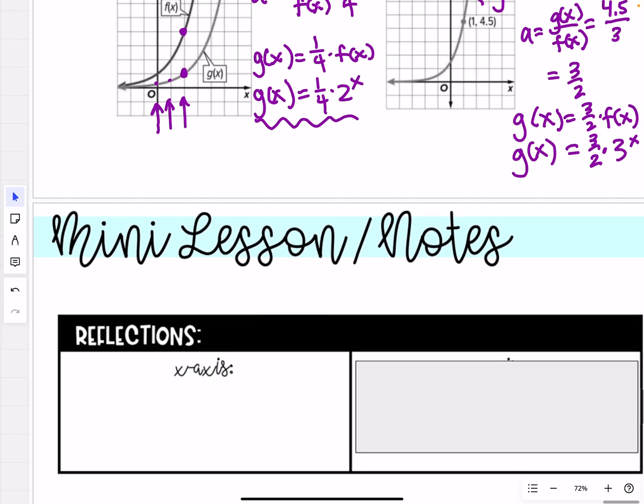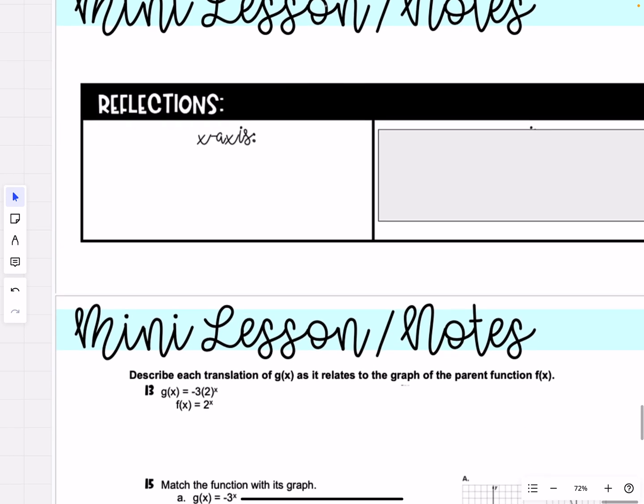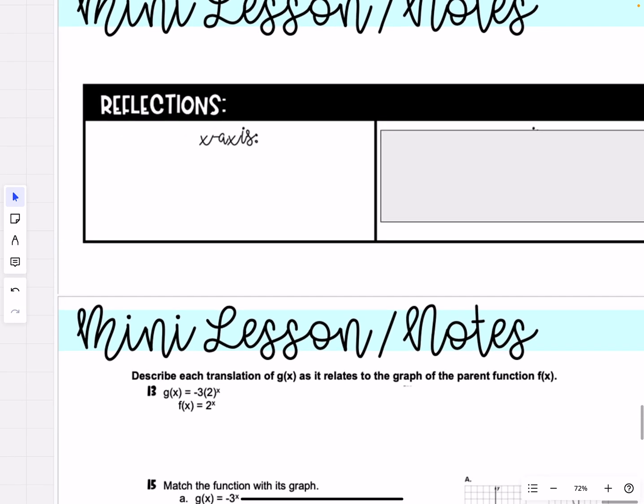All right. Last little bit here, reflections. How do we recognize reflections? We're going to see a negative in front of f of x. Okay. When we see that, it's a reflection in the x-axis.